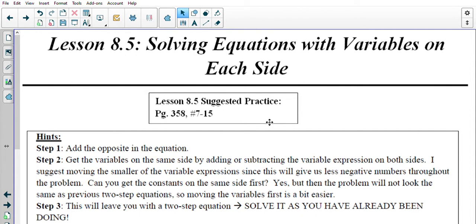Today's video will focus on the lesson 8.5 guided notes on solving equations with variables on each side. We are going to complete questions 1 through 22, including the summary box after questions 21 and 22.